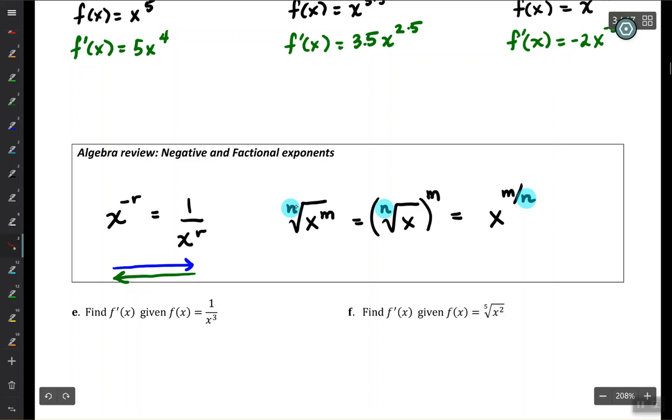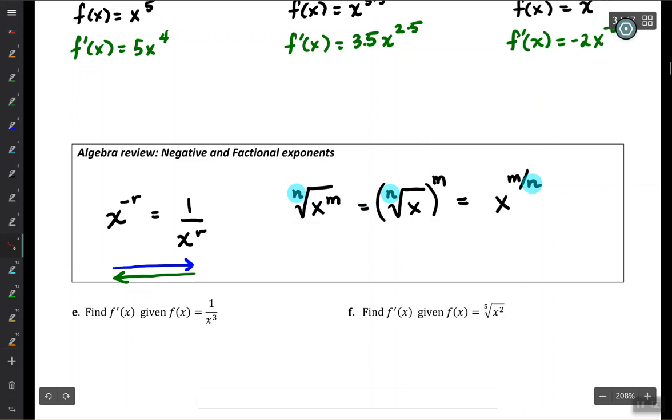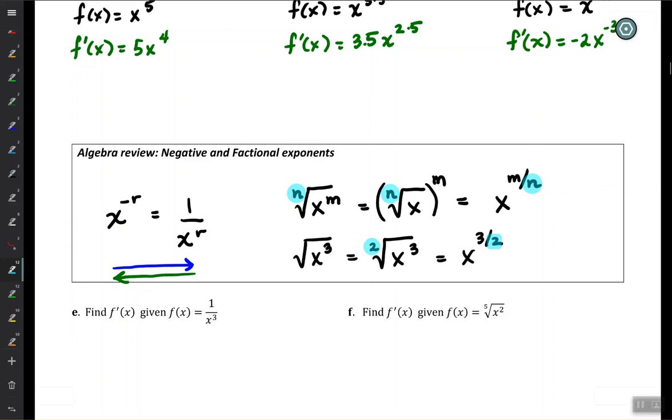And I'm just going to highlight that one, because if you get one right, you know you're going to get the other one right. The root that you are taking is the denominator. Okay? And for square roots, we don't usually bother writing the little 2 there. But here's a little example. How about the square root of x cubed? We don't usually write that little 2, but it's there. Square root of x cubed. This is x to the 3/2 power. The root that you are taking is the denominator of that fraction.